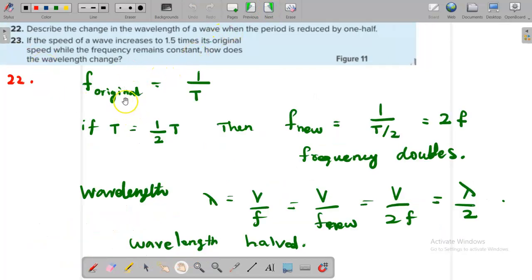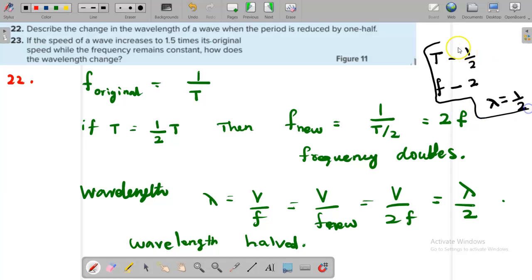Question number 22. Describe the change in the wavelength of a wave when the period is reduced by one half. Okay. Now we can solve like this. Period T is halved. Frequency is doubled. If the frequency is doubled, wavelength is halved.